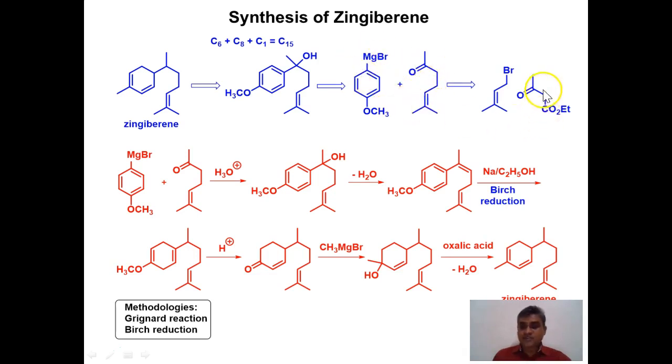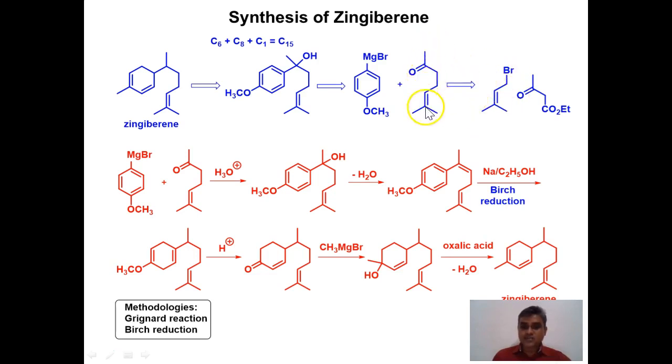Methylheptanone can be formed from ethyl acetoacetate chemistry. Ethyl acetoacetate forms here acetone as a substrate. Acetone can be prepared from ethyl acetoacetate, and we have already seen its synthesis in case of geraniol as well as citral. So we will not discuss more about it.